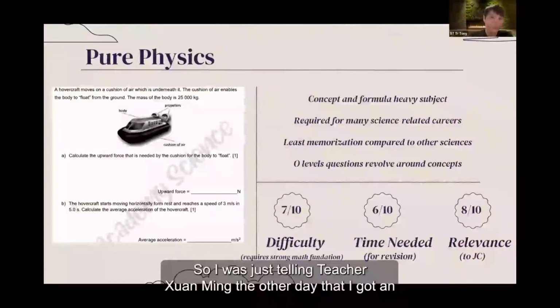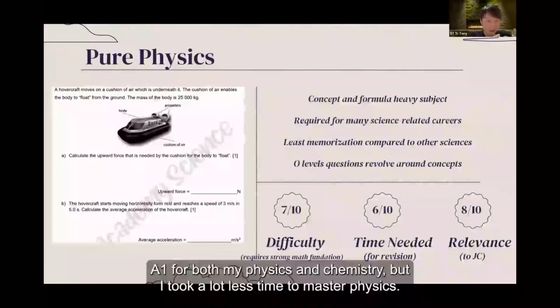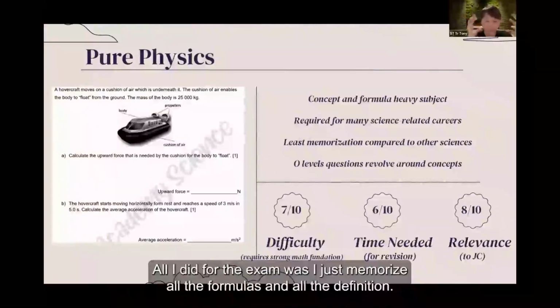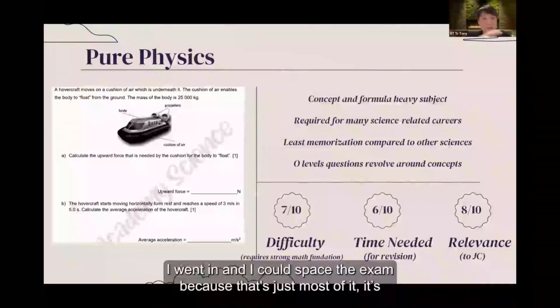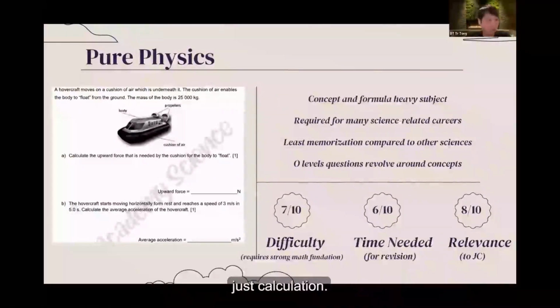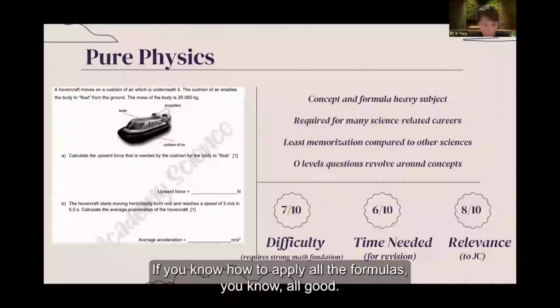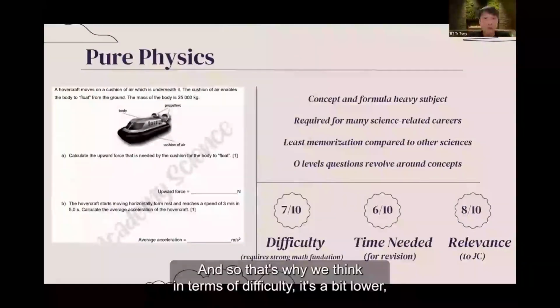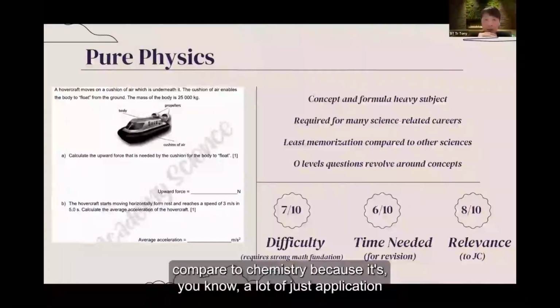So I was just telling teacher Shenming the other day that I got an A1 for both my physics and chemistry, but I took a lot less time to master physics. All I did for the exam was I just memorized all the formulas and all the definitions. I went in and I could ace the exam because most of it's just calculation. If you know how to apply the formulas, you're all good. Okay, so that's why we think in terms of difficulty, it's a bit lower, okay, compared to chemistry, because it's a lot of just application.